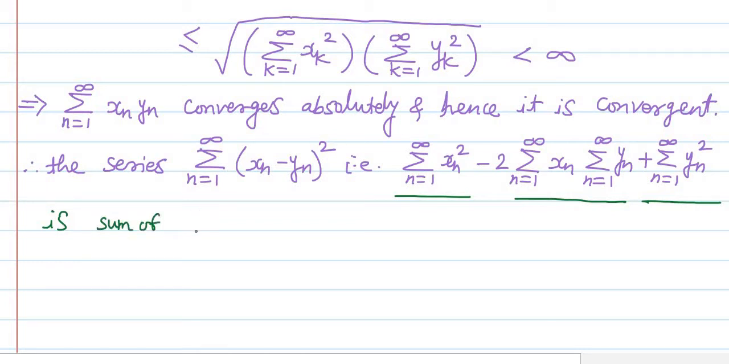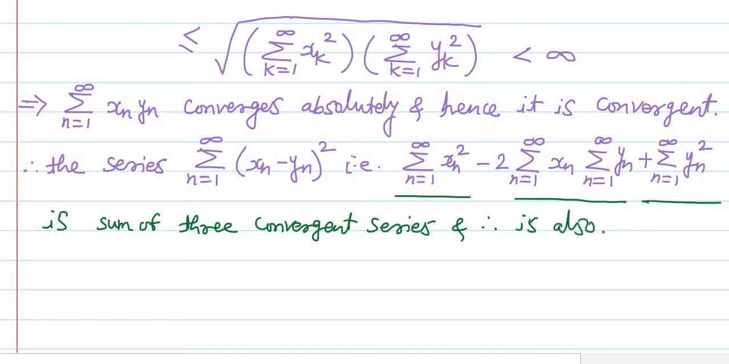Therefore this is the sum of three convergent series, and therefore the given series is also convergent. Itself means this one, summation over n equal to 1 to infinity (xn minus yn) square, this is convergent. So this series is convergent.